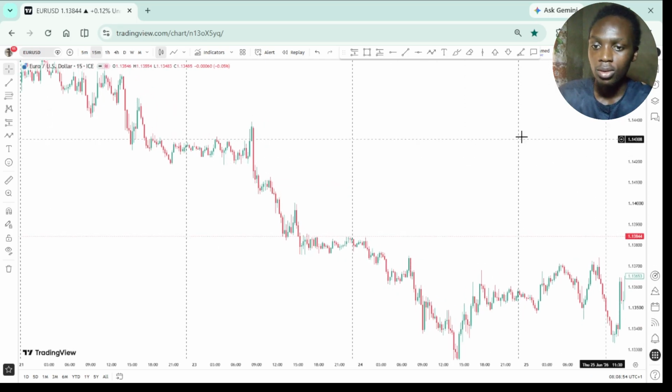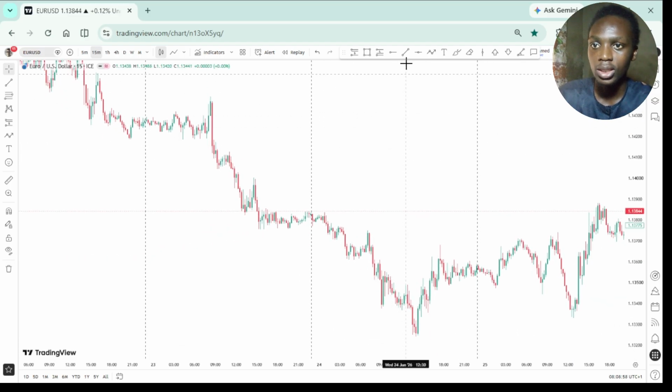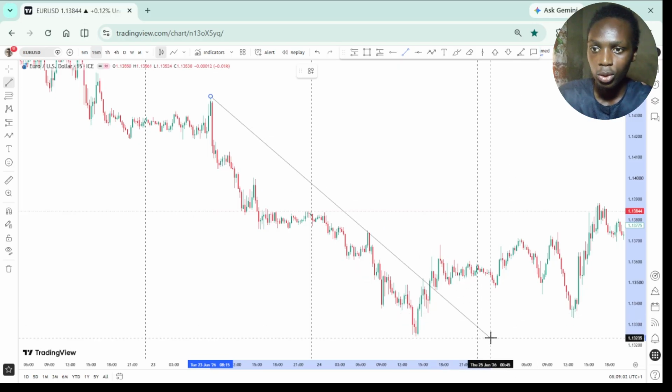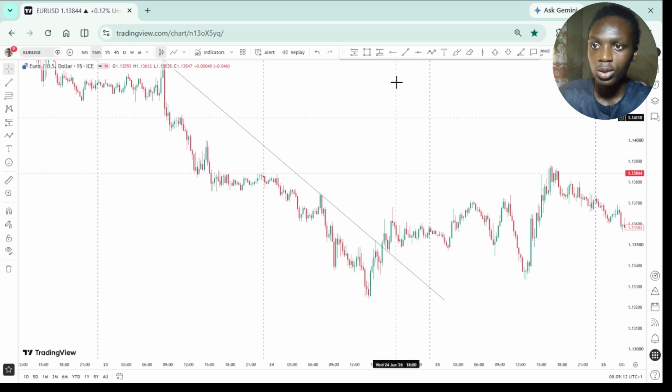So on Wednesday now, let me analyze what I see on market on Wednesday. You can see we still draw our new trend line. We have the first touch at this point, second touch at this point. We have the first touch, second touch, and during the time that we are waiting for the third touch, we have the first touch, second touch, and the third touch. You see, the third touch occurs at this point now.